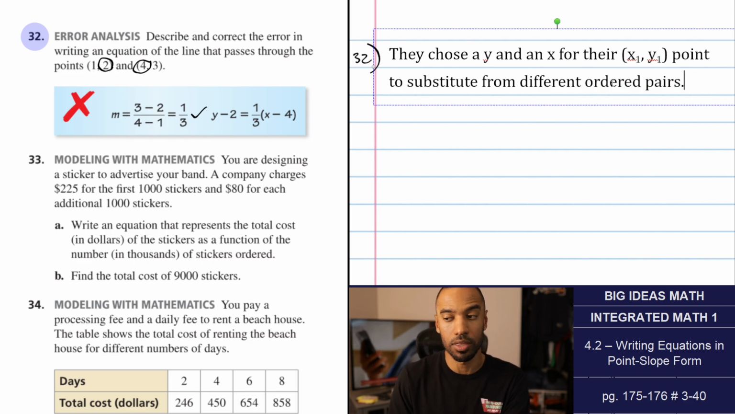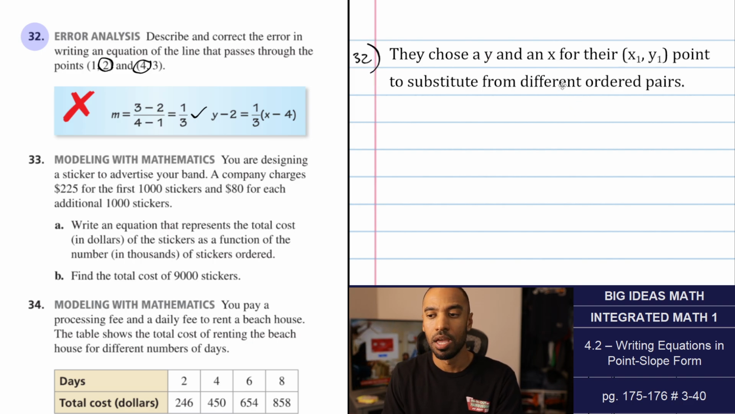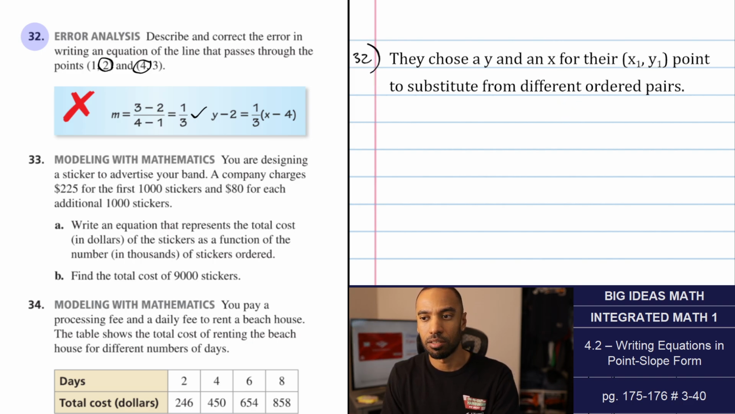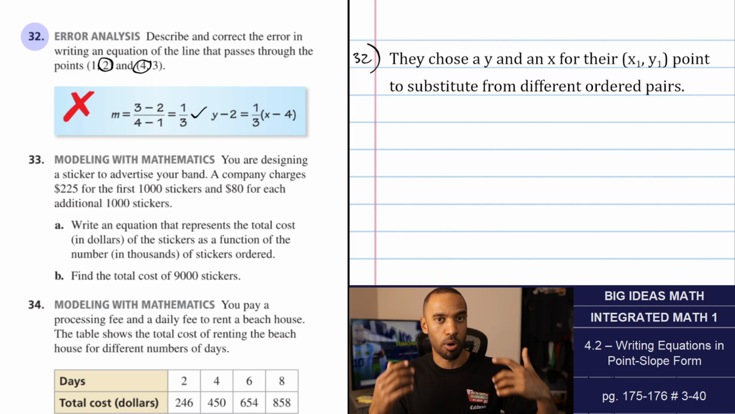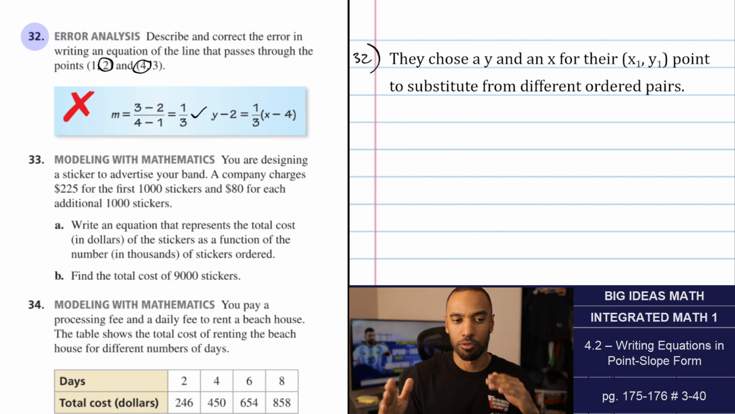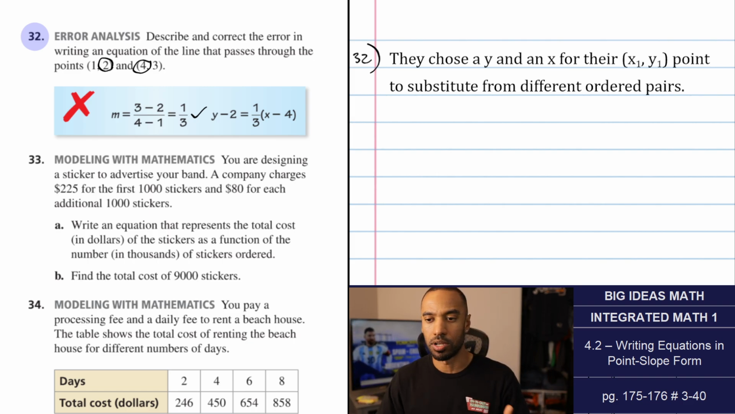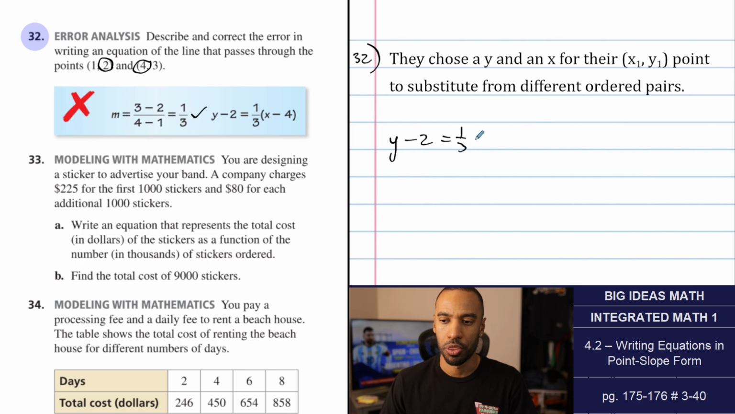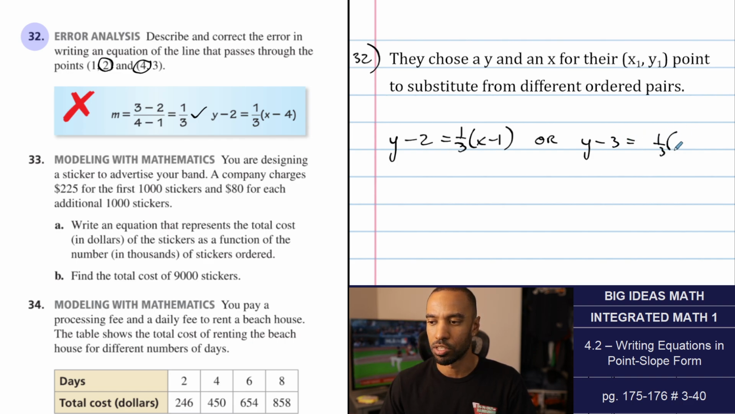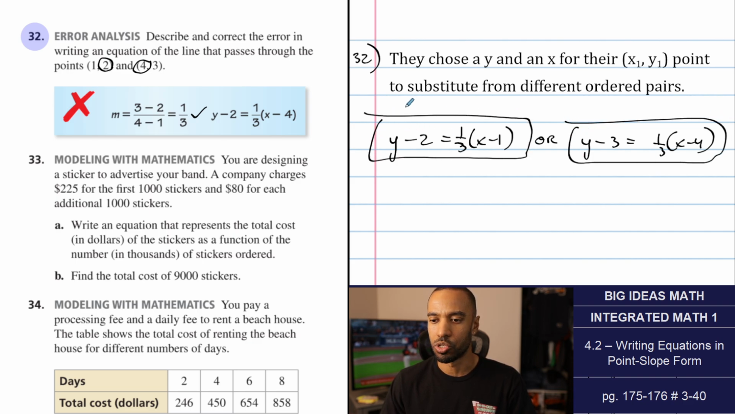You can choose one or the other. It's okay. You can do both, I mean, both separately. You can't do one from one and one from the other for a single equation. So if we chose the ones on the left, we could have y minus 2 equals 1/3 times x minus 1. Or you could do y minus the other one, 3 equals 1/3 times x minus 4. So this or that would get you there.